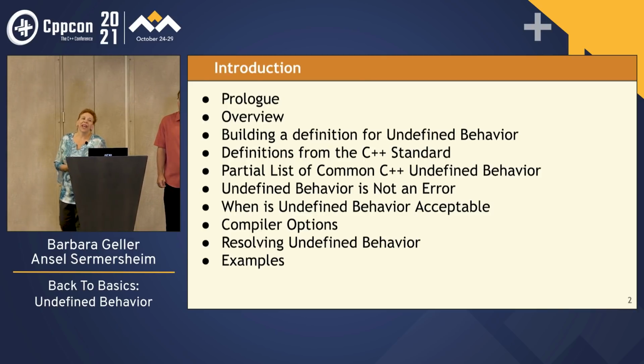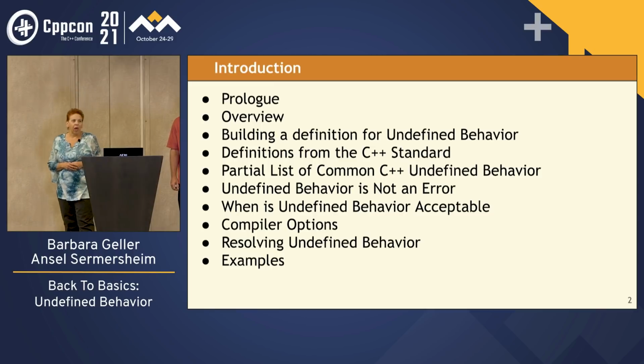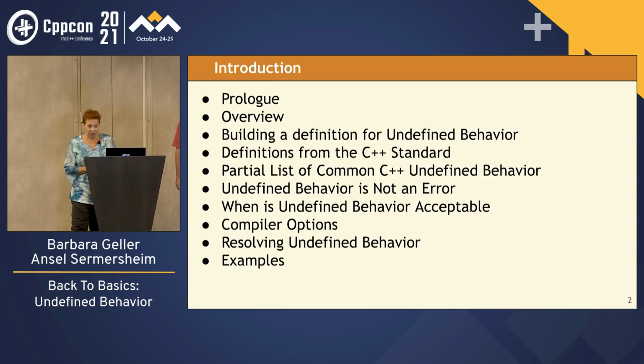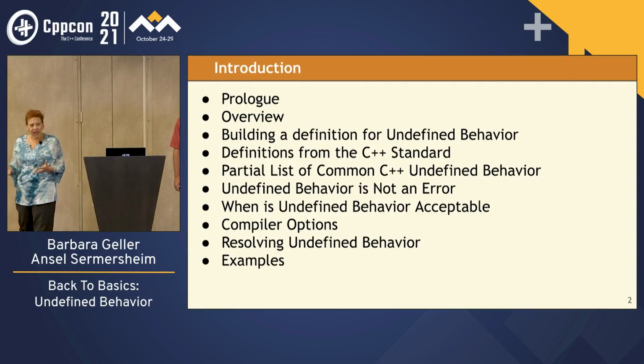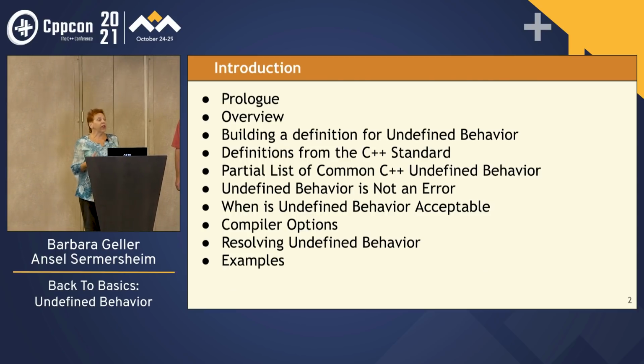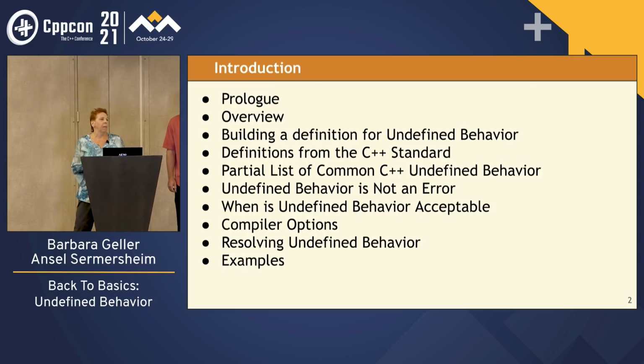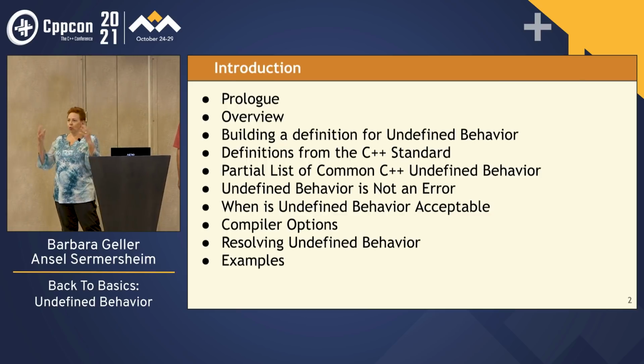So in order to understand undefined behavior, we really need to talk about definitions. We need to make sure that we're speaking the same language, and we need to establish this right up front. We also need to examine some questions, like, is undefined behavior just another kind of error? And if it is, how do we want to handle it? And is undefined behavior something we can use to our advantage? Can we leverage undefined behavior? Is that acceptable? So again, we need to establish the rules and the boundaries of undefined behavior.